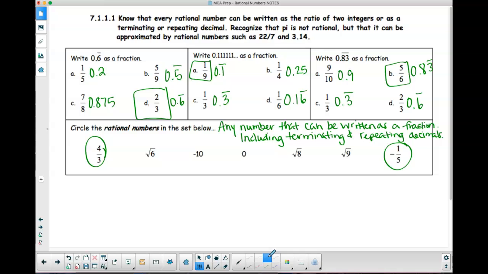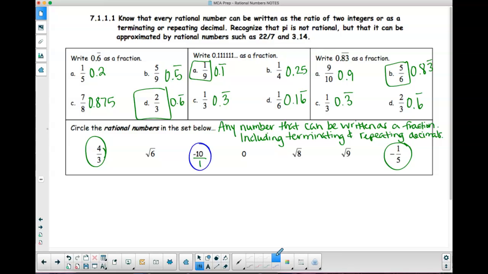So are there others? -10. -10, right? How do I write -10 as a fraction? -10 over 1. Okay, -10 over 1. So that's a fraction.